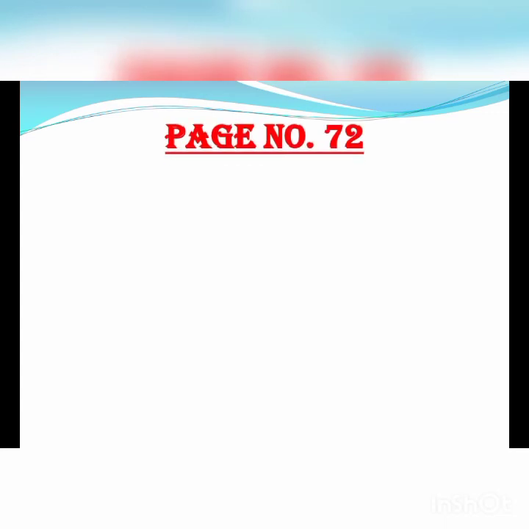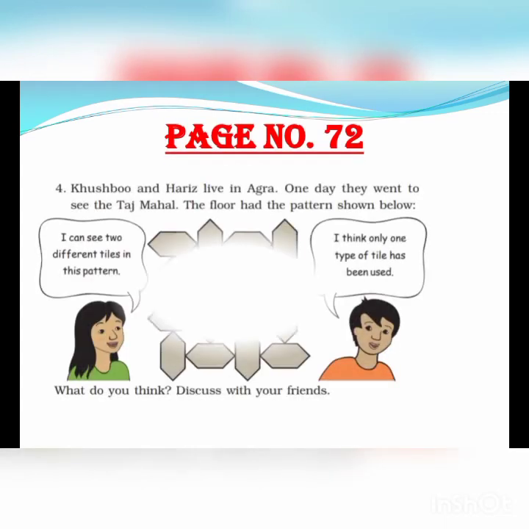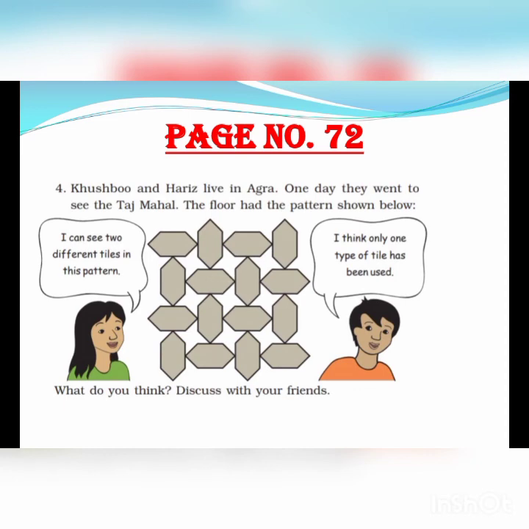Now refer page number 72. Khushbu and Haris live in Agra. One day they went to see the Taj Mahal. The floor had the pattern shown below. Khushbu said, I can see 2 different tiles in this pattern. He replied, I think only one type of tile has been used.